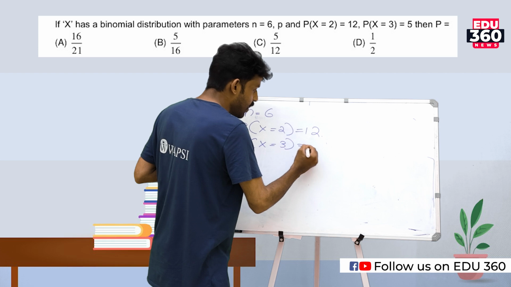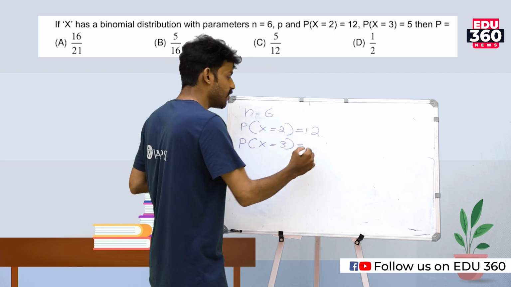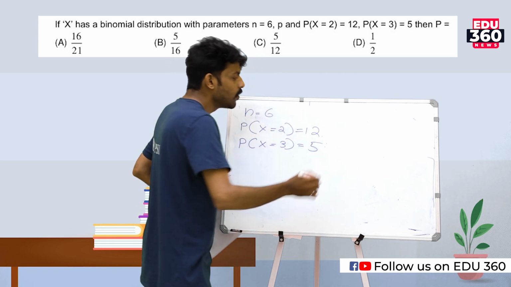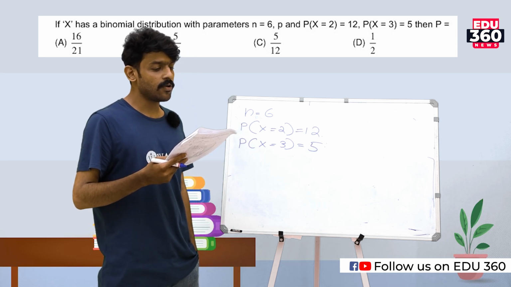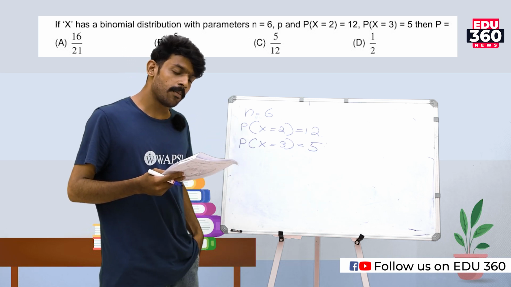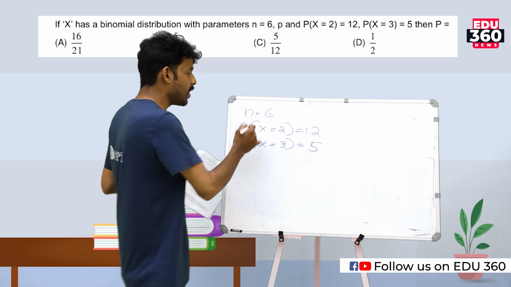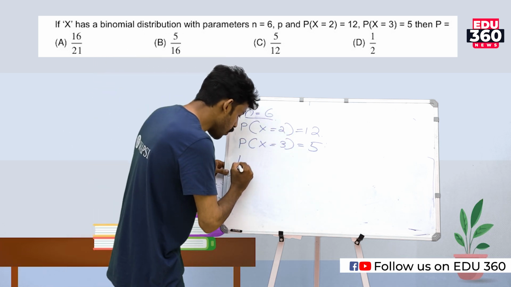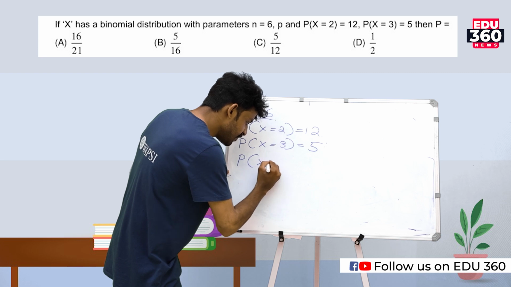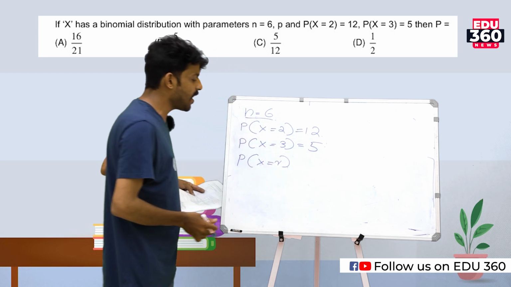That value is given in the question itself as 5. So we need to find the value of P. Here we can use the binomial distribution. The value of n is already given, and P of X equal to R.